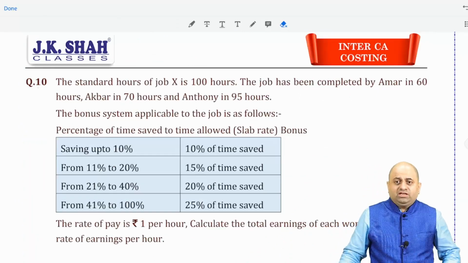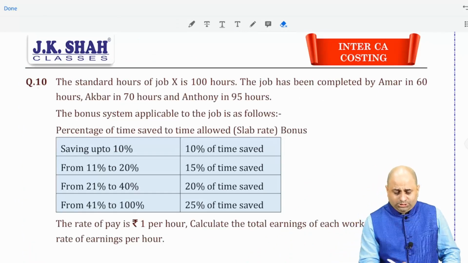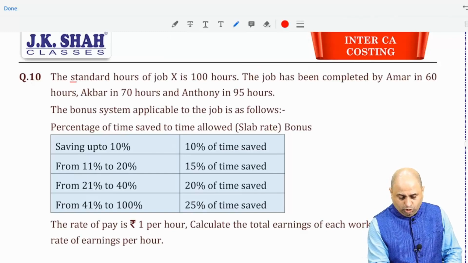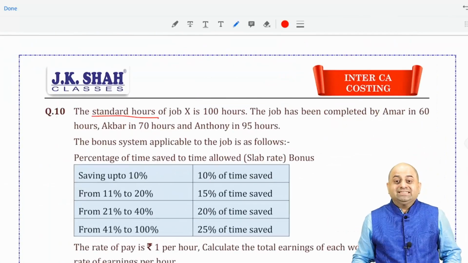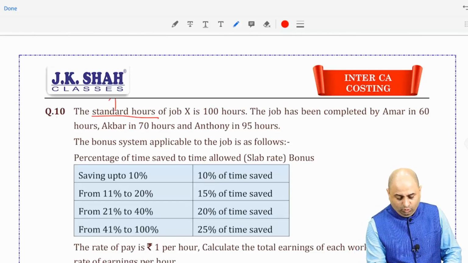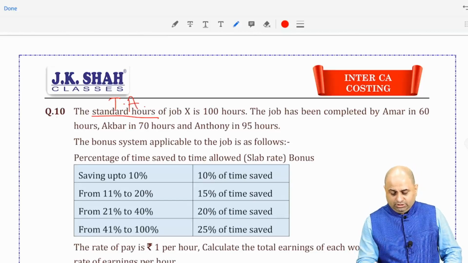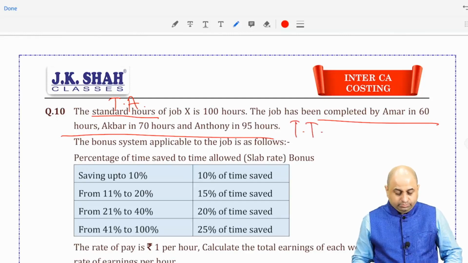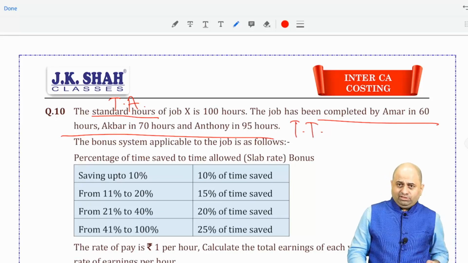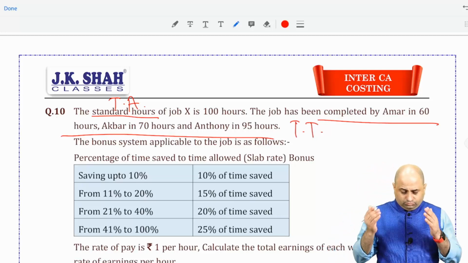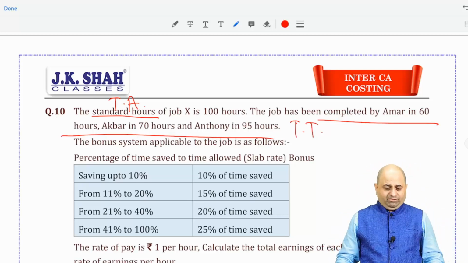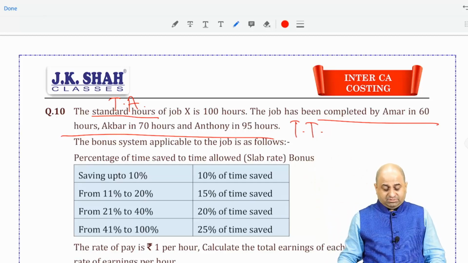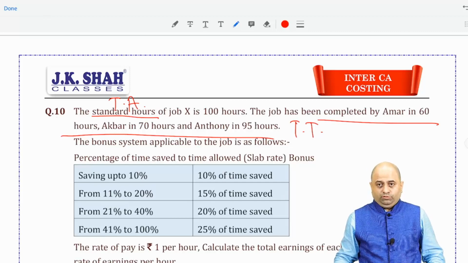Okay guys, so now we come to question number 10. The question says that standard hours for job X is 100 hours. Standard hours, nothing else but time allowed for job X is 100 hours. Job has been completed by so and so. These all are time taken. Then you are given the bonus system. Savings up to 10%, from 11 to 20%, and so on and so forth. Bonus is 10% of time saved, 15% of time saved, so on and so forth.